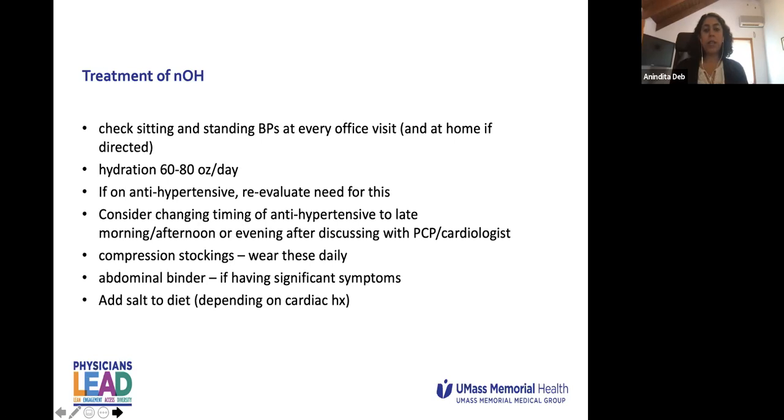If you're on an antihypertensive, as I mentioned, you may reevaluate the need for this after talking to the physicians who are prescribing it. There's also the possibility of changing the timing of the antihypertensive medication to late morning or afternoon, so not first thing in the morning when your blood pressure might be the lowest, or even evening, depending on symptoms and what your blood pressure log looks like. Compression stockings is something that we highly recommend. Generally, wearing compression stockings will actually raise the blood pressure 5 to 10 points while you're wearing them.